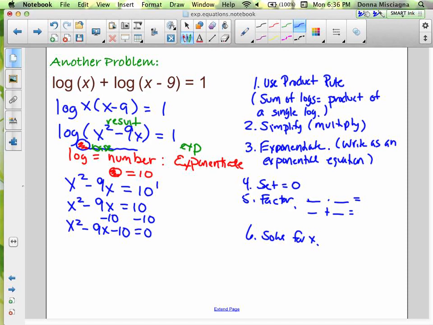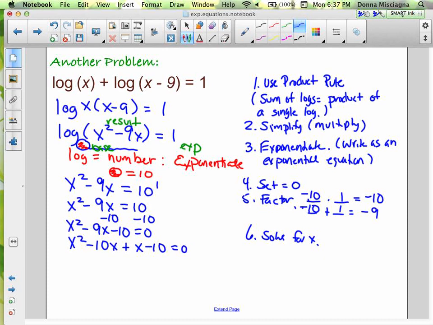So now we want to factor. A times c, 1 times negative 10, is negative 10. We need 2 numbers that multiply to give us negative 10, but add to give us the b term of negative 9. And I hope you right away are thinking negative 10 and 1. That would multiply to give us negative 10, and negative 10 plus 1 would add to give us negative 9. So we have x squared minus 10x plus x minus 10 equals 0.